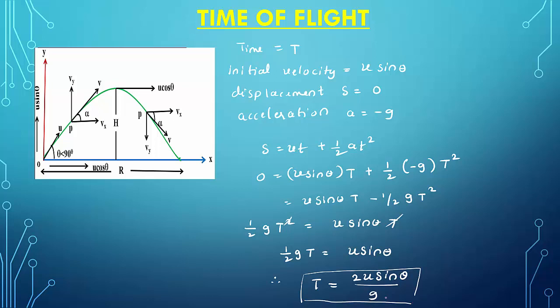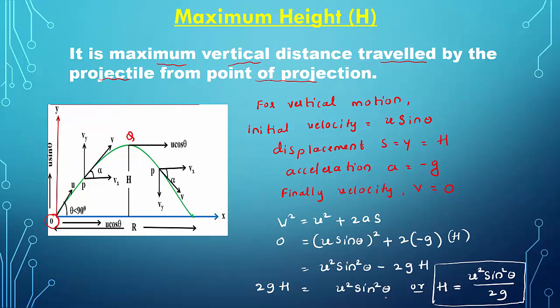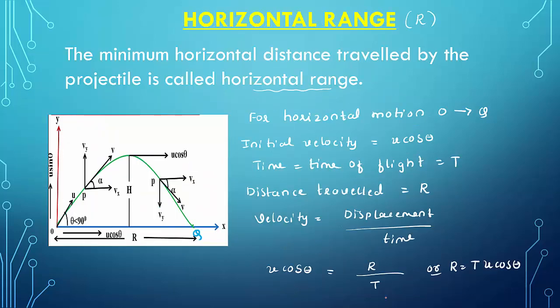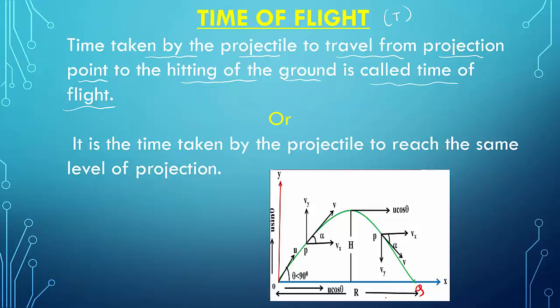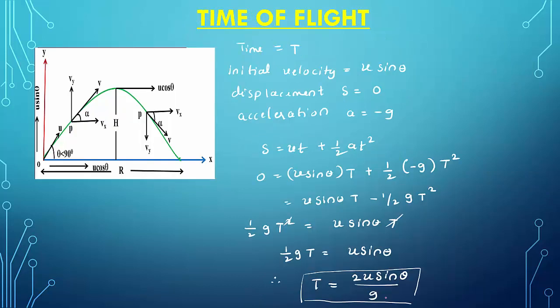So this is all about the parameters of projectile motion. The first one is maximum height, that is h equal to u square sine square theta divided by 2g. Second one is horizontal range, and the equation is given by r equal to u square sine 2 theta divided by g. Then third one, time of flight, given by the equation t equal to 2u sine theta divided by g. So this is very important for numerical problems. Maximum height, horizontal range, and time of flight. These expressions are very important.